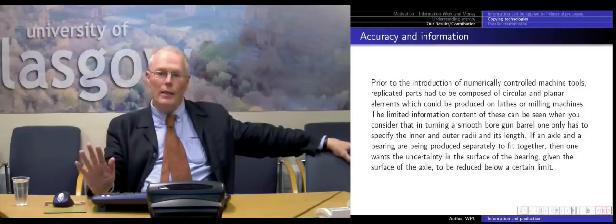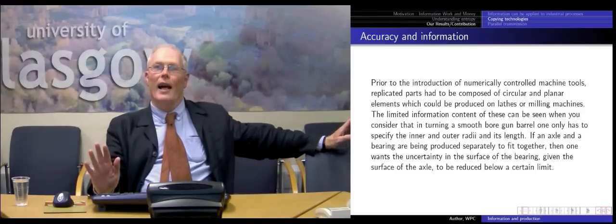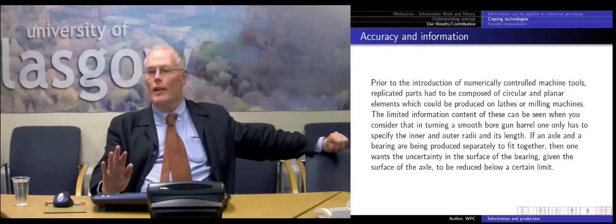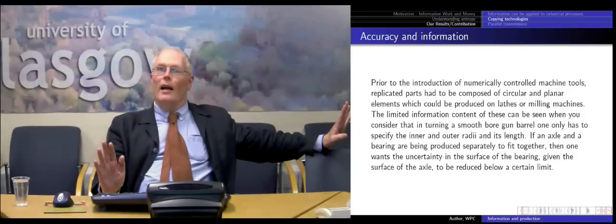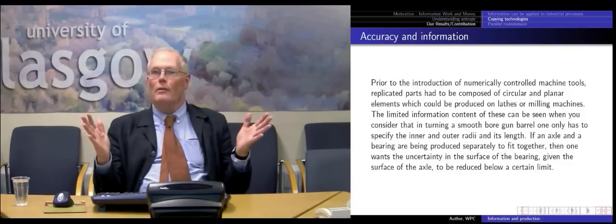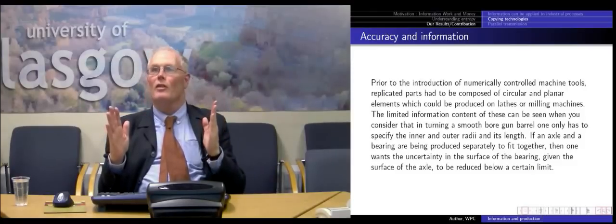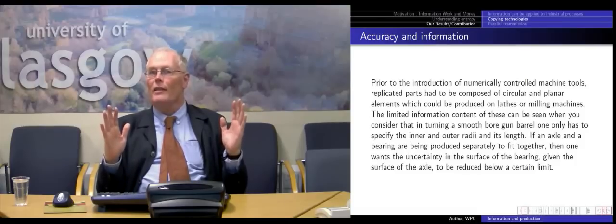Now, prior to the introduction of numerically controlled machine tools, the production process, if it was going to have replicated parts, had to use parts which were either circular or planar elements, because the production process only had lathes or milling machines, and these either moved in a circle or in a straight line. This, again, involves a reduction in information. Suppose you're making a gun barrel. You only need to supply two numbers. You need to supply the outer dimension and the inner dimension. And that specifies the characteristics of it.